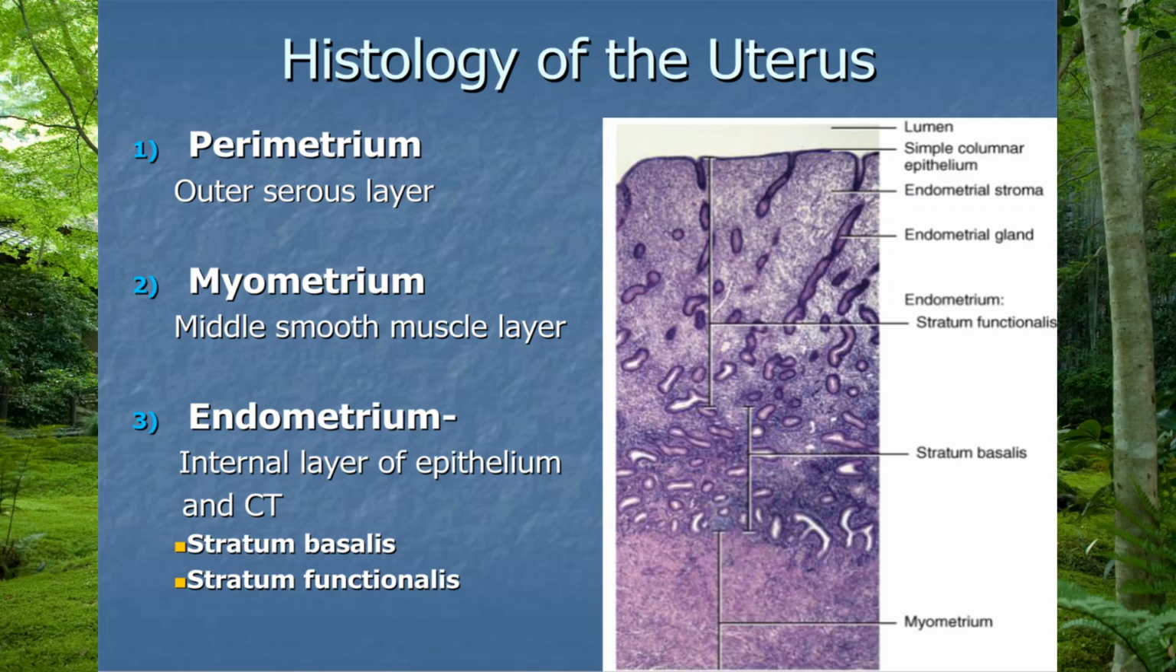Now, we call it the stratum functionalis because it is shed at different periods during the reproductive cycle. So during menstruation, the stratum functionalis is completely shed from the female reproductive tract. And it's the job of the stratum basalis to basically generate a new stratum functionalis every month. And so remember, stratum basalis is always there, and stratum functionalis is created again each month during the reproductive cycle.